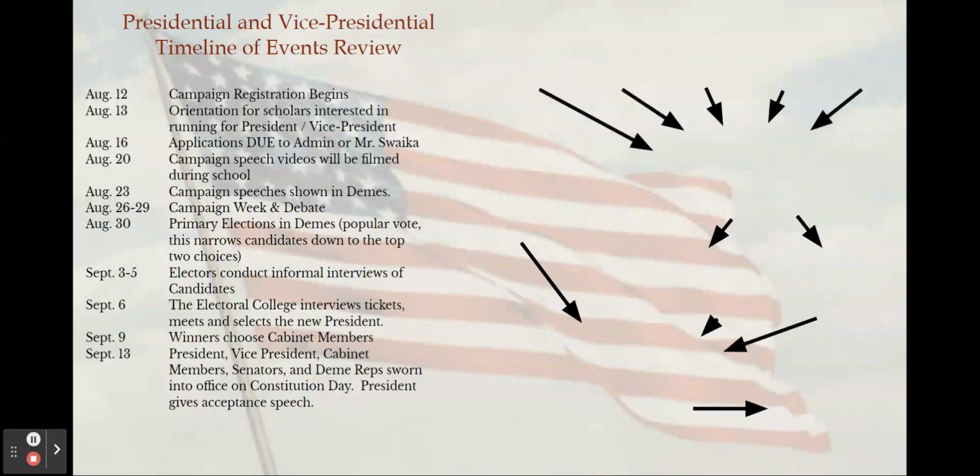The elector must be a different person than the dean rep who was elected on August 9th. These electors should interview the 2 candidates during the week before the Electoral College to make sure they are making an informed choice. That is during September 3rd through the 5th. On September 6th, the Electoral College will hold a private session to decide between the 2 tickets. Once elected, the executive officers can appoint their cabinet on September 9th. This could be a secretary and treasurer, or one person to do the job of both. The winners will be sworn in at the Constitution Day Assembly on September 13th, along with the senator and dean reps.